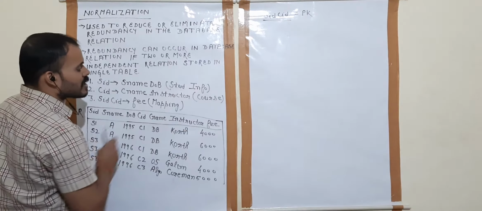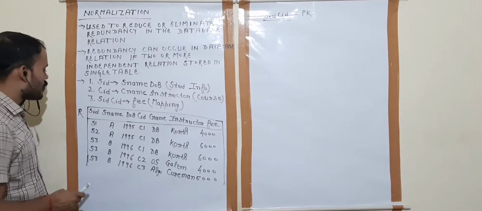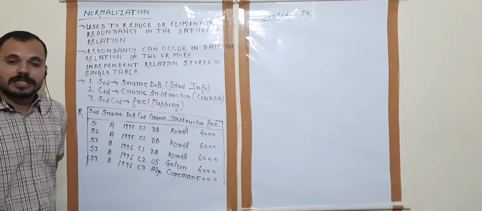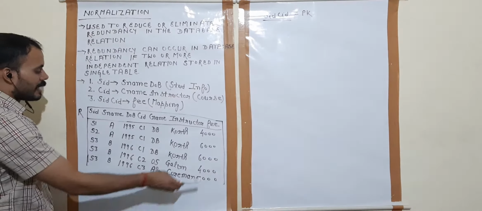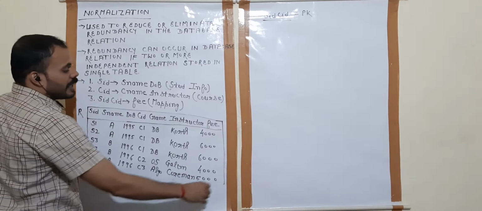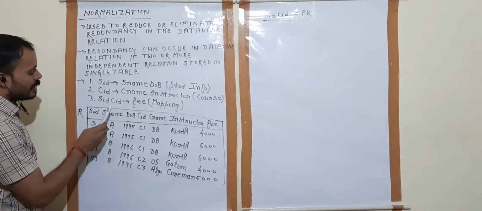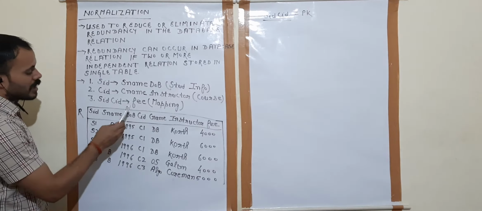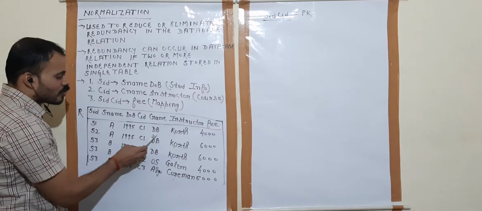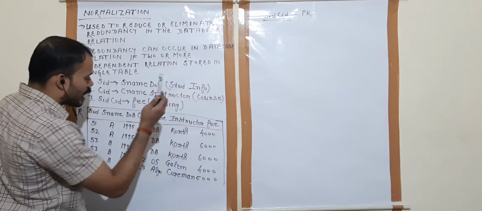SID, CID, fees. These three independent tables we are storing in the relation R, and in the relation R we have taken some data also. Student information: student S1, student name A, date of birth 1995, course ID C1, C name is course name database, instructor is course, and fees is 4,000.